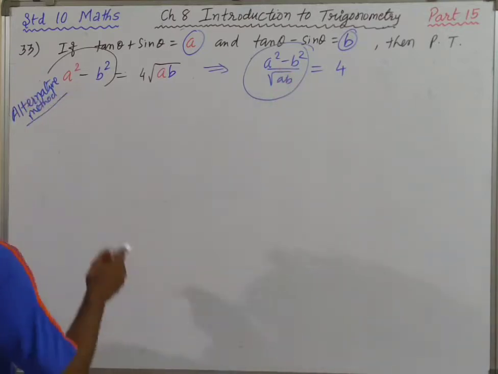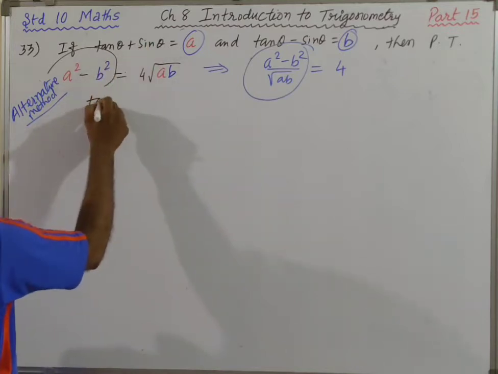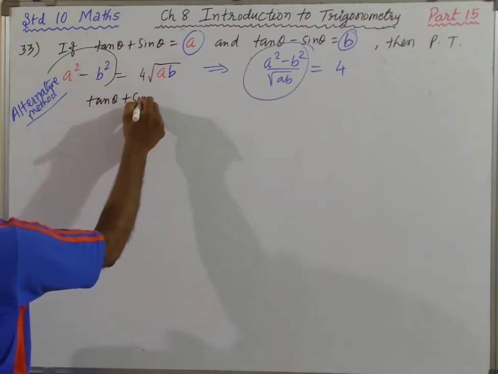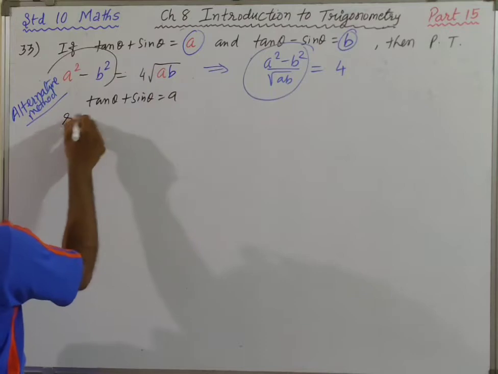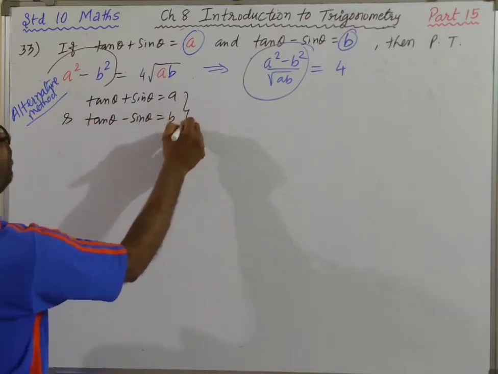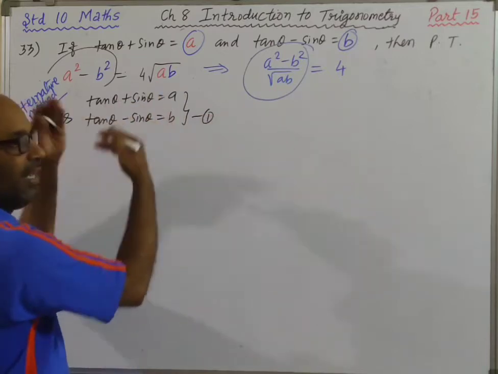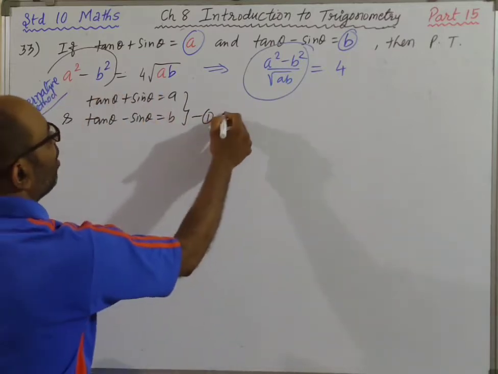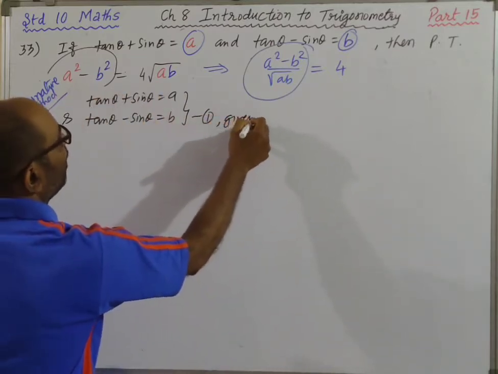Let's see. First I'll write that tan theta plus sine theta is equal to A and tan theta minus sine theta is equal to B. This is result 1. This alternative method is different. Alright, and that is given.